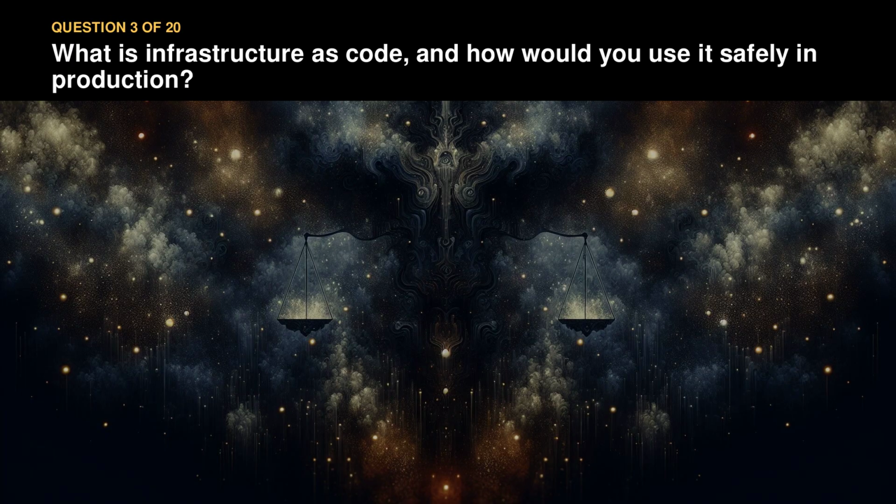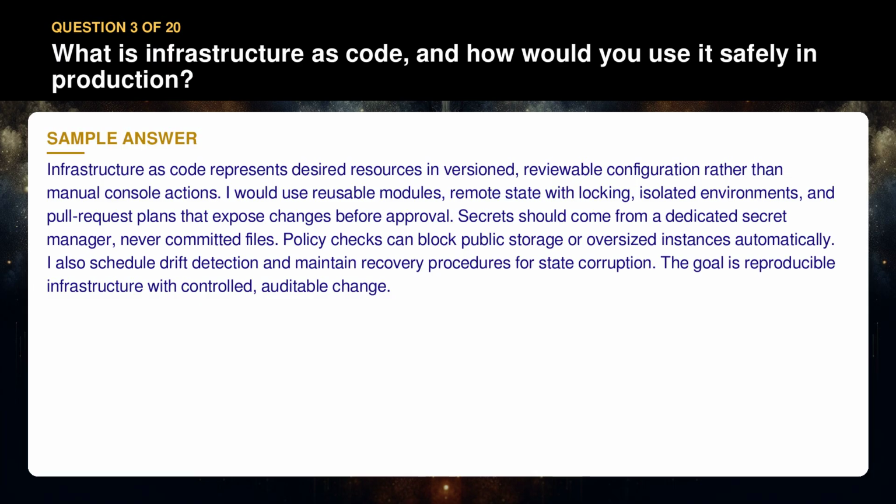Question 3. What is infrastructure as code, and how would you use it safely in production? Infrastructure as code represents desired resources in versioned, reviewable configuration rather than manual console actions. I would use reusable modules, remote state with locking, isolated environments, and pull request plans that expose changes before approval. Secrets should come from a dedicated secret manager, never committed files.